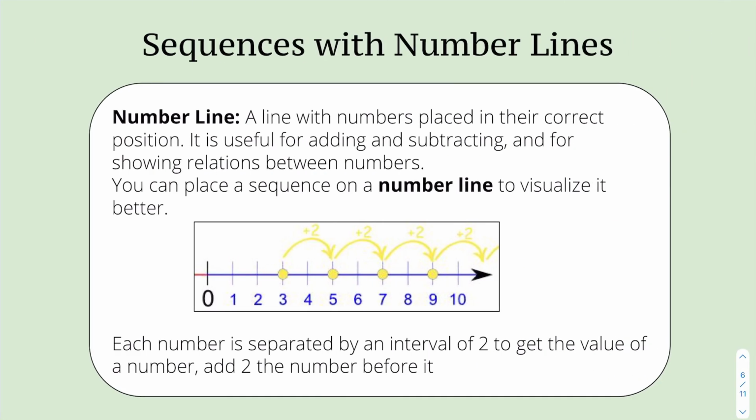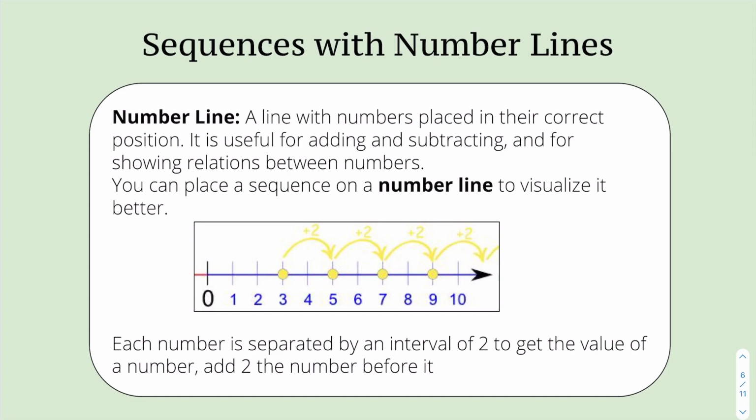Okay, now we have sequences with number lines, and this is just a way to visualize it, or a useful tool that you can utilize when solving problems. So a number line is a line with numbers placed in their correct position. It is useful for adding and subtracting and for showing relations between numbers. You can place a sequence on a number line to visualize it better.